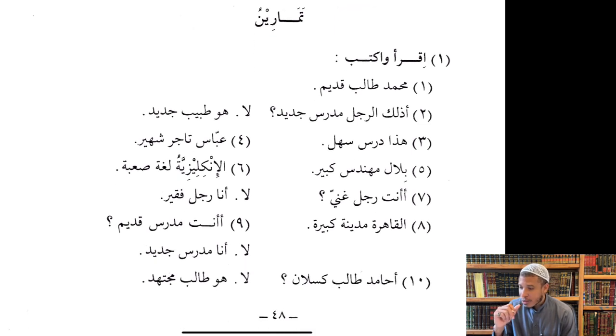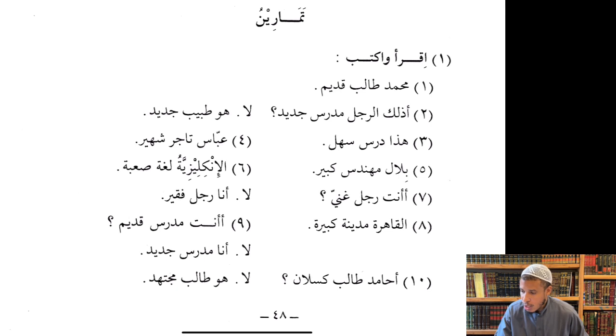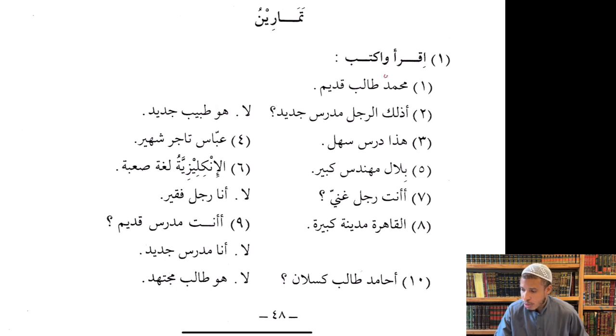So now, look how you're going to start seeing more and more sentences without the tashkil, without the harakat. Now you should be able to read, placing all tashkil in their proper places. This is what I want from you. All right, so we'll just do a few. We're not going to do all. Muhammadun talibun qadimun. Not man'ut.